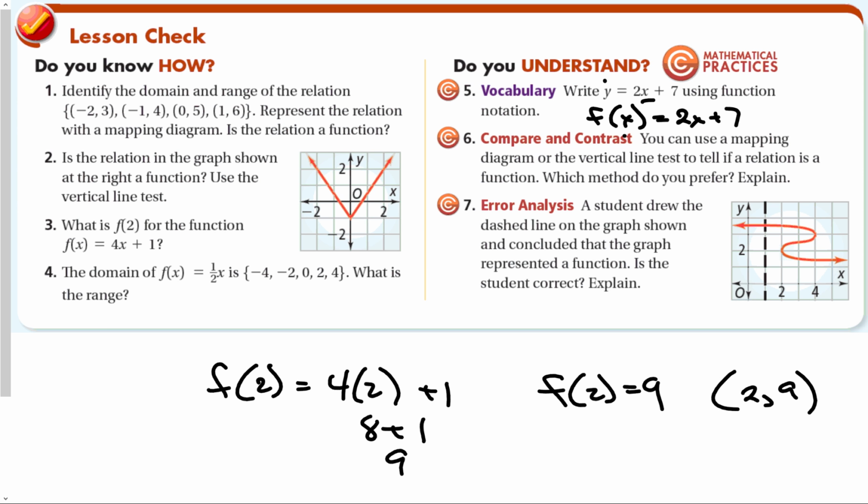A student drew the dashed line on the graph and concluded that the graph represented a function. Well, it is true that that line does not touch the graph more than once. You have to look at the entire function. It's good over there. It's good over here. But right there in the middle, we're going to hit the graph 3 times, which means it's not a function. It is a relation. Right? And that is 4-6, formalizing relations and functions.